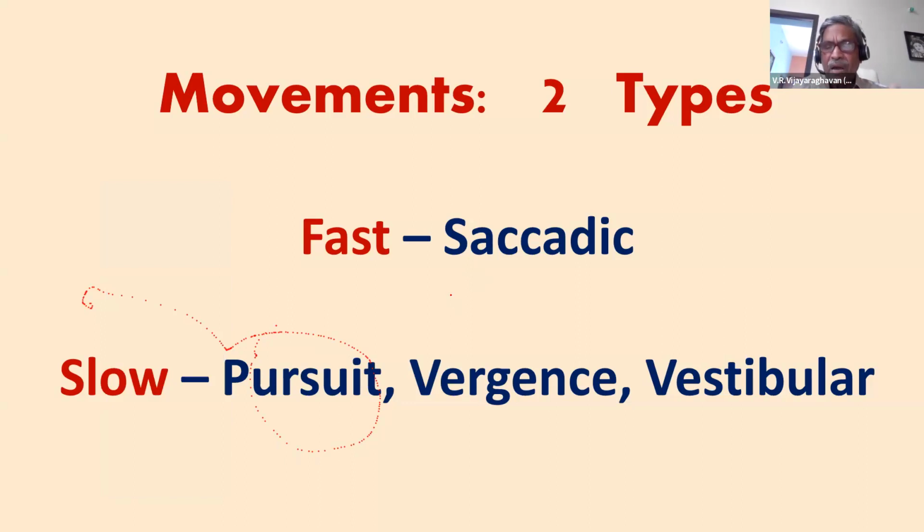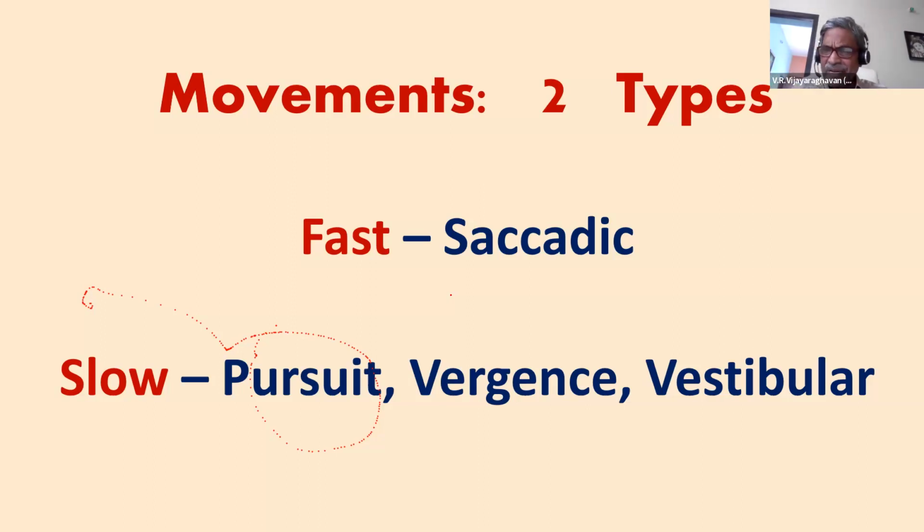One more thing is what? I want to converge. That is, my eyes are coming towards the nose side, or going away. It's called convergence and divergence. All these things are useful when you accommodate, when you want to read a book, I have to converge only. But that is what? It's a slow movement.